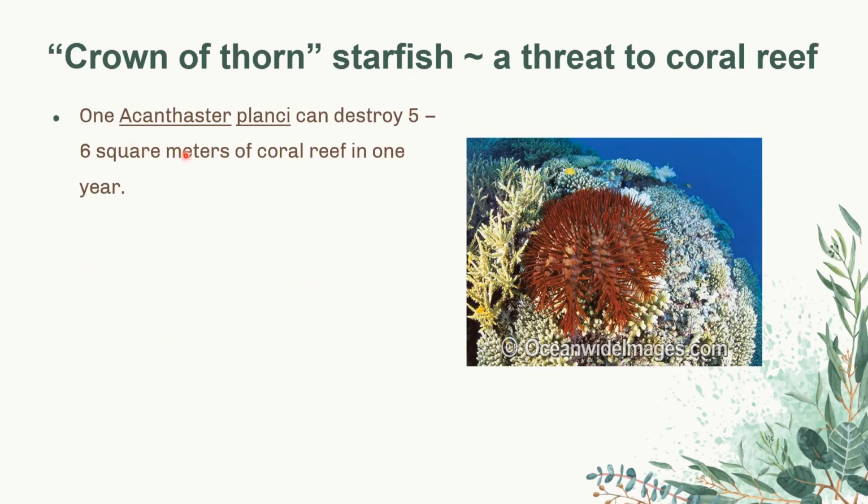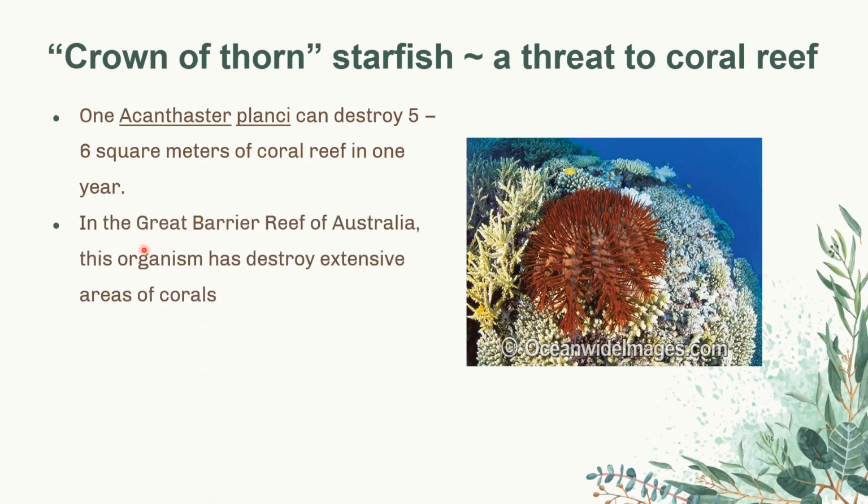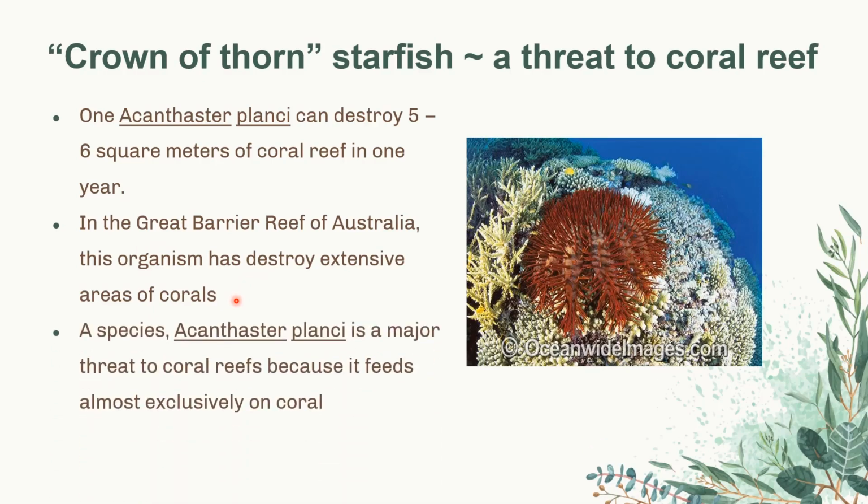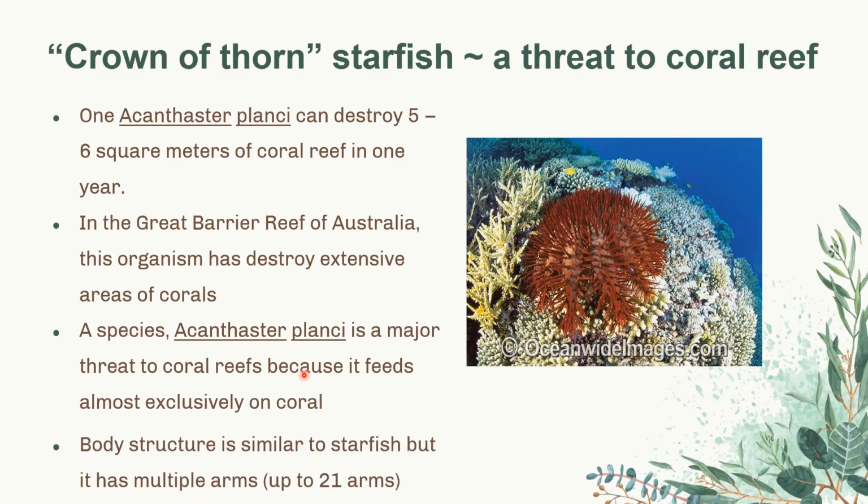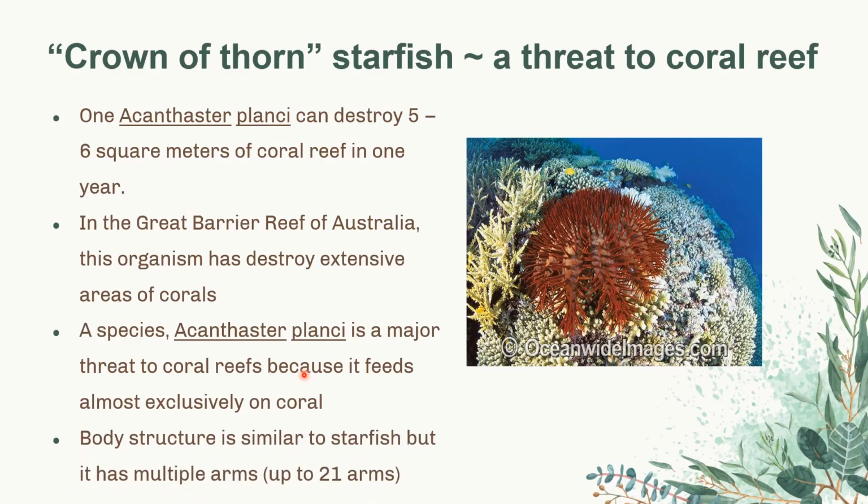One Acanthaster planci can destroy 5 to 6 square meters of coral reef in 1 year. In the Great Barrier Reef of Australia, this organism has destroyed extensive areas of coral. The species Acanthaster planci is a major threat to coral reefs because it feeds almost exclusively on coral. The body structure is similar to a starfish, but it has multiple arms, up to 21 arms.